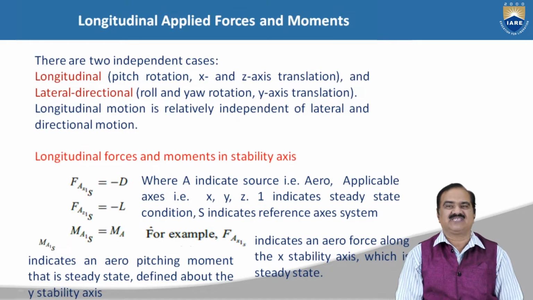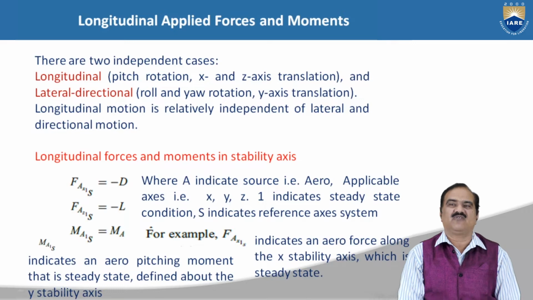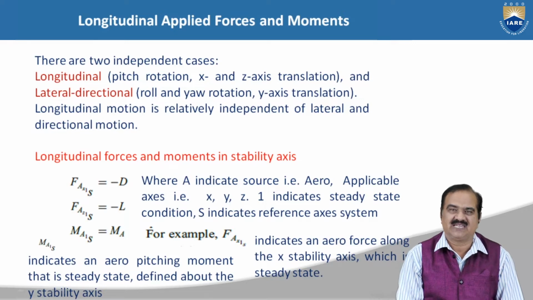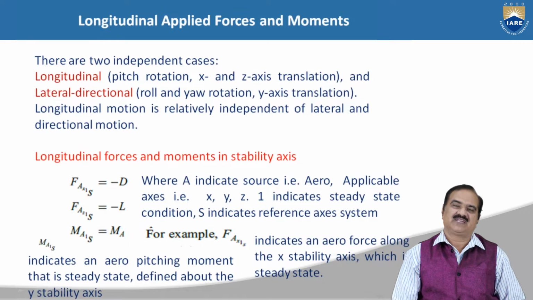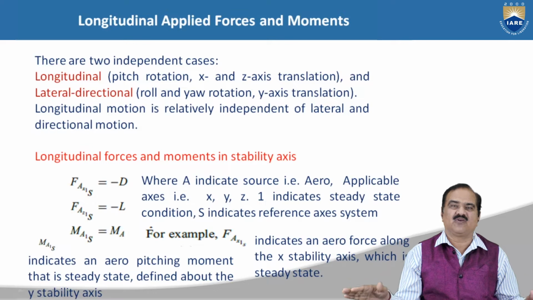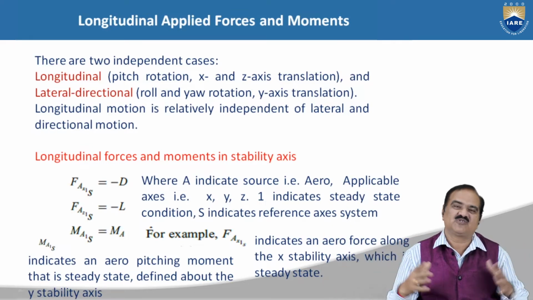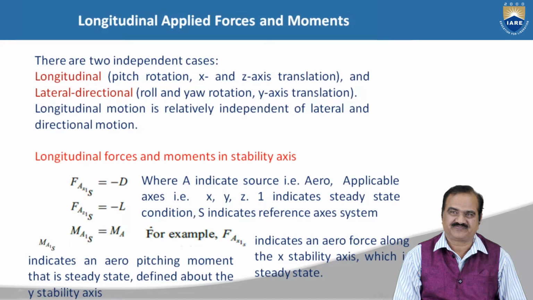And the second one is the lateral and directional motion. In this we have two rotations, roll and yaw. You know that roll happens about the longitudinal axis. So in this, one wing will go up and the other wing may go down. This motion is called the roll motion.